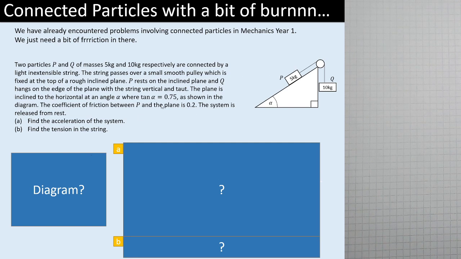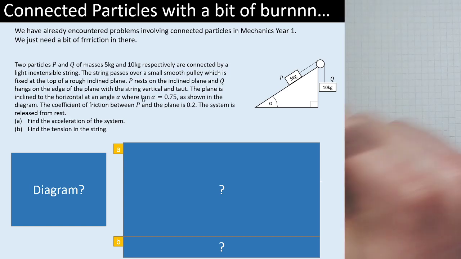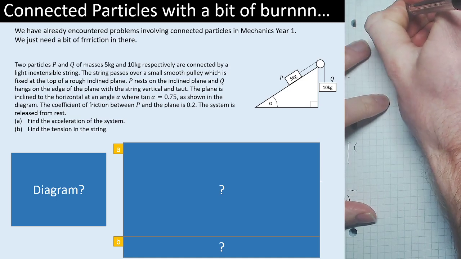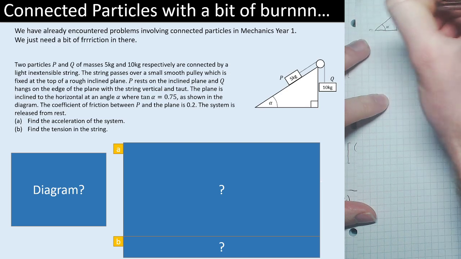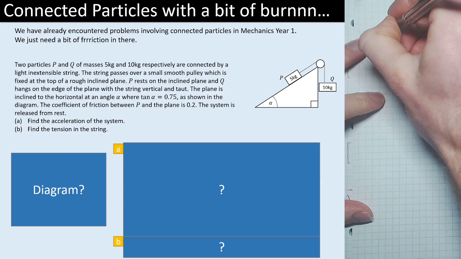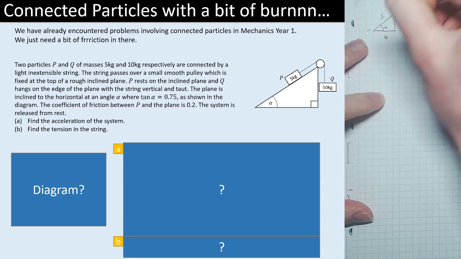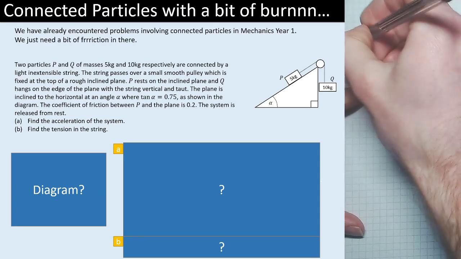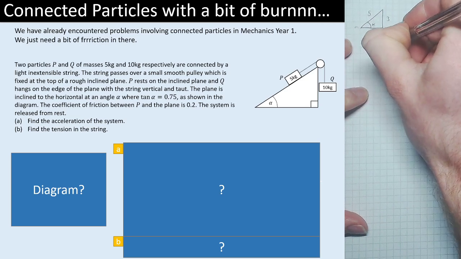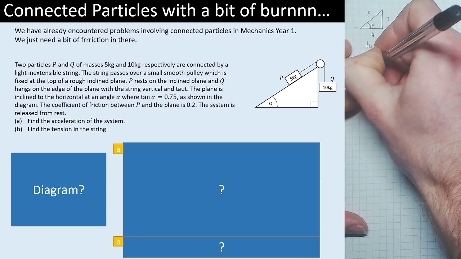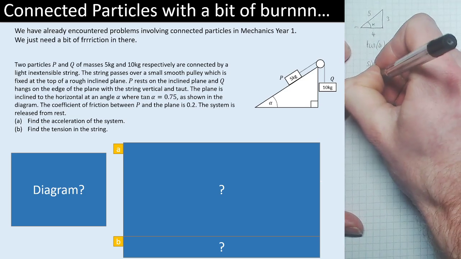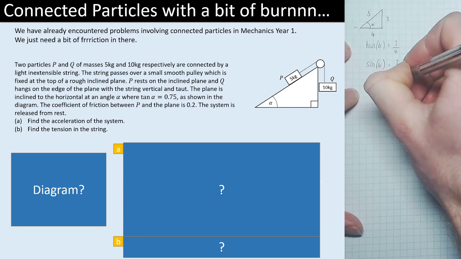And the tan alpha part of things, that just means that if we had a triangle, that's where the whole of the paper is. 0.75 is 3/4. And that means that the hypotenuse of that triangle would be 5. So tan alpha is 3/4. Sine alpha is 3/5. And cos alpha is 4/5.